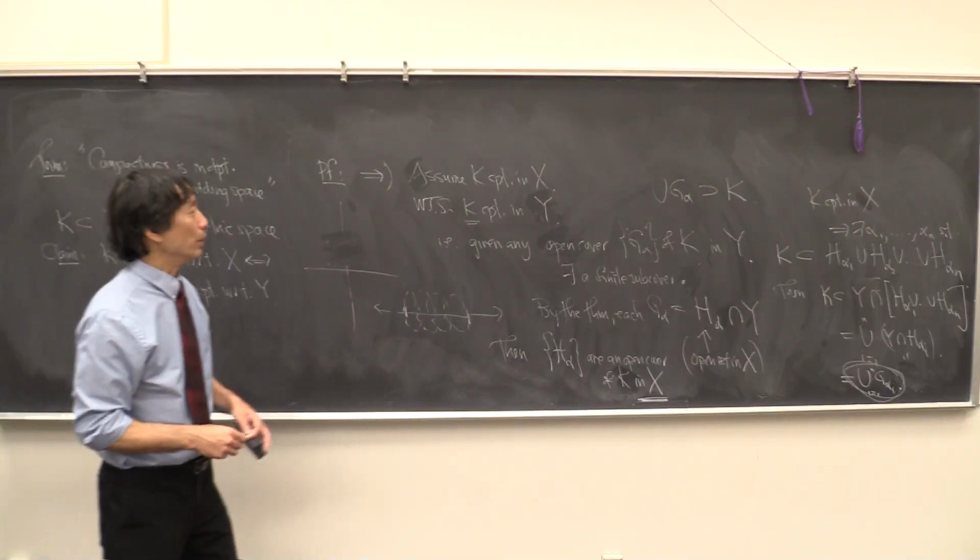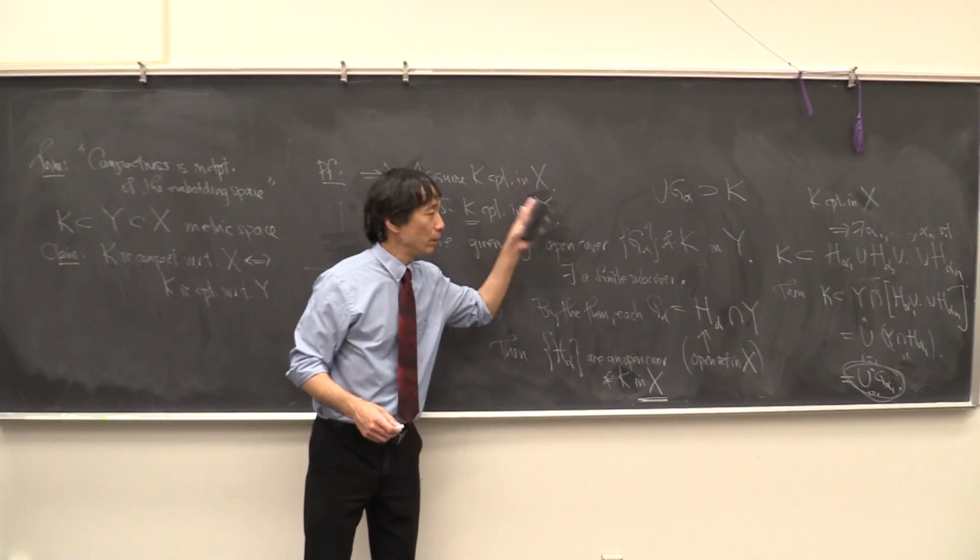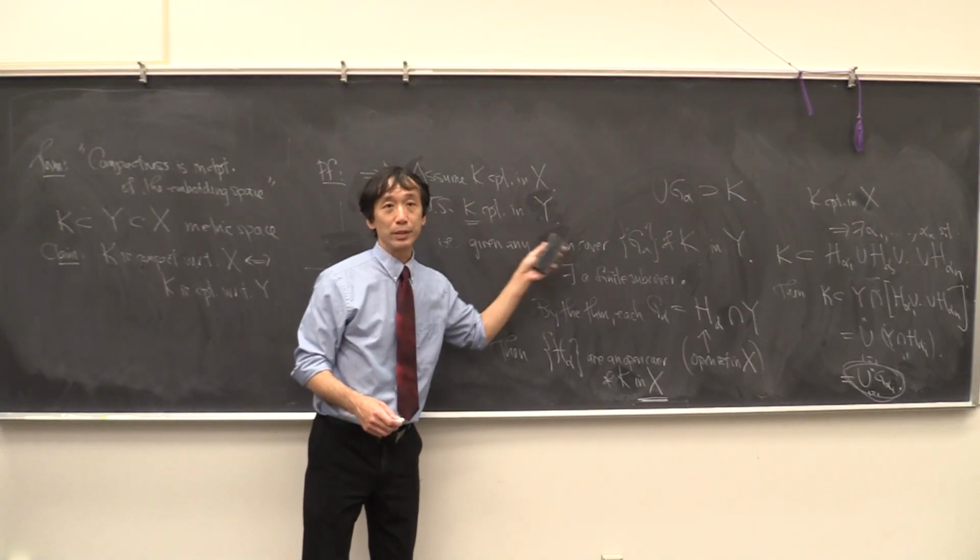So no matter what open cover we started off with, we can find a finite subcover. The set is compact.